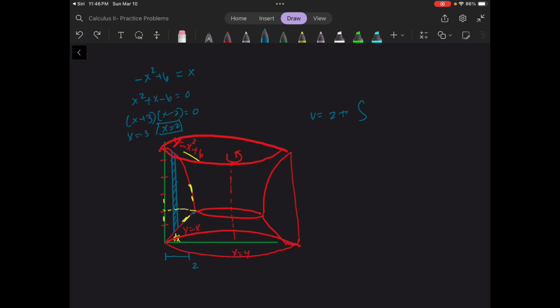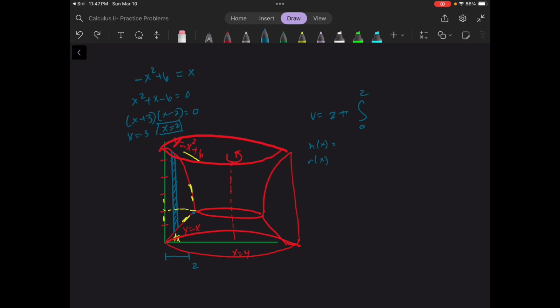But this is a good habit to get into for some tougher ones. So we know we're integrating from 0 to 2. Now we just need a height function and a radius function. So the height function is just the displacement between the two functions.